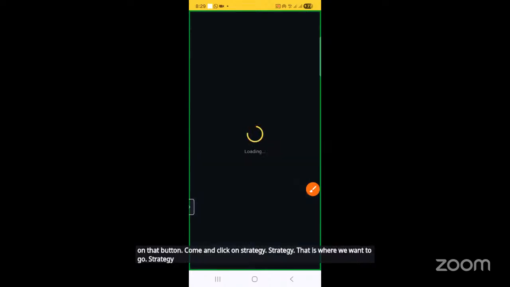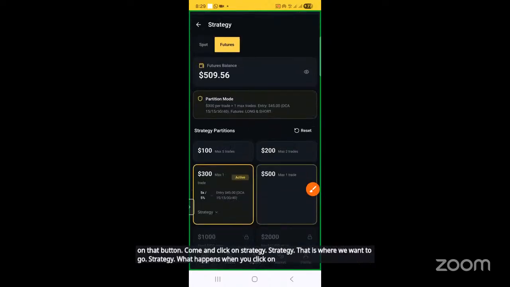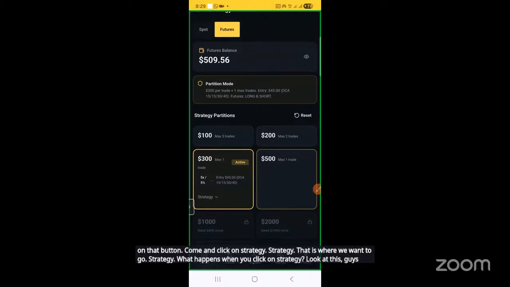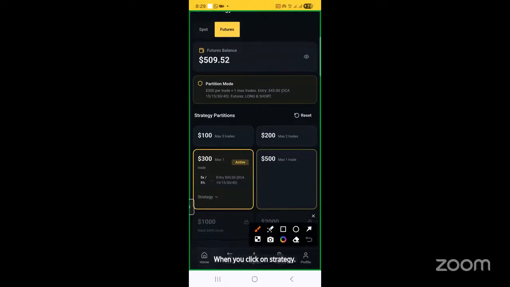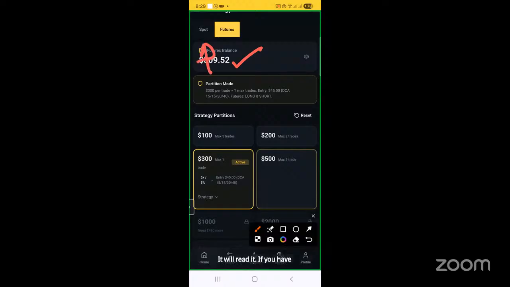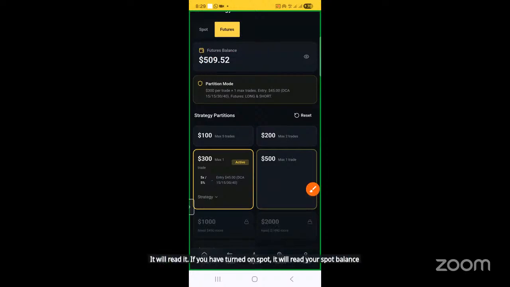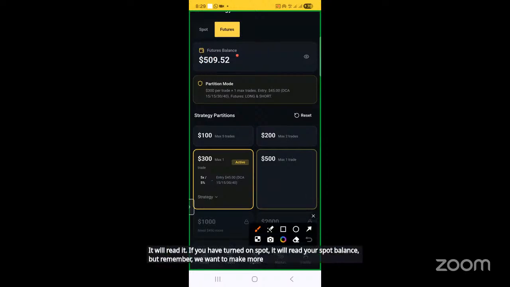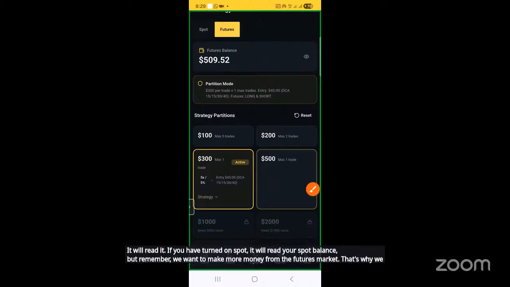What happens when you click on strategy? Look at this, guys. When you click on strategy, the bot is still going to read your Binance futures balance. If you have turned on spot, it will read your spot balance. But remember, we want to make more money from the futures market. That's why we choose futures.